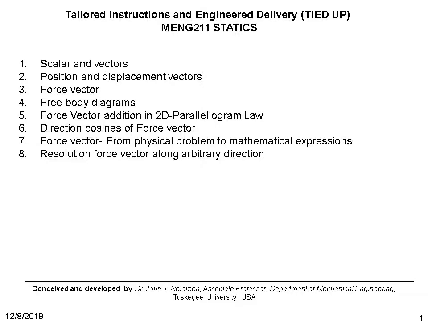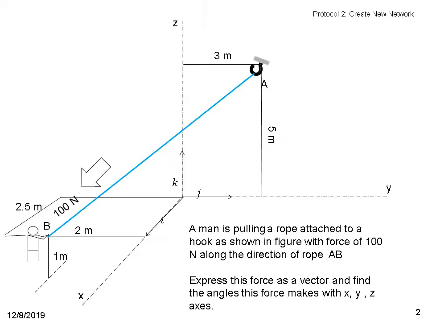Hello and welcome back. In this video, we discuss some practical examples. A man is pulling a rope attached to a hook as shown in the figure with a force of 100 Newton along the direction of the rope AB, where A is the location of the hook and B is the location of his hand. Express this force as a vector and find the angles this force makes with the XYZ axes.